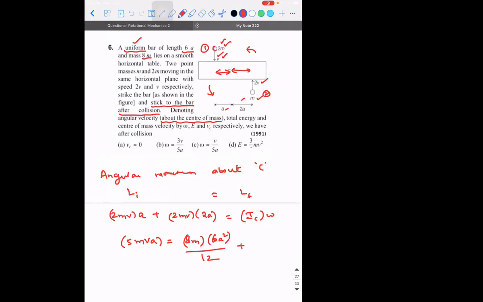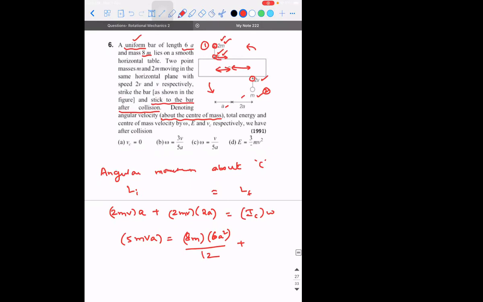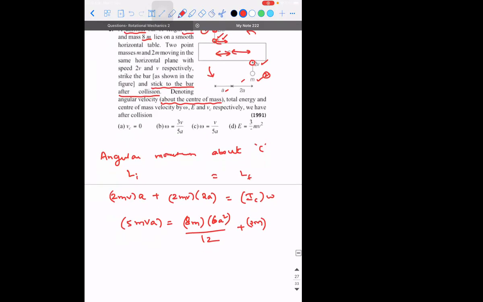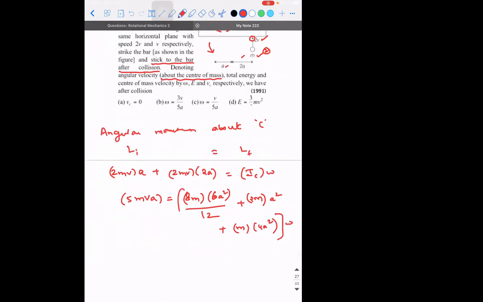One more point to be kept in mind: these two particles are getting stuck here. When they are stuck at this point, they are like particle masses acting at a certain distance from the axis of rotation. So what will be the contribution of their moment of inertia? 2m due to the first object into, what is the distance, guys? A square. Very good. Plus m into 2a the whole square, that is 4a square. This whole thing is multiplied with omega.